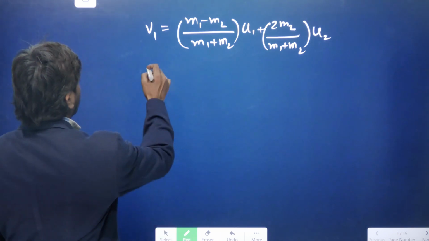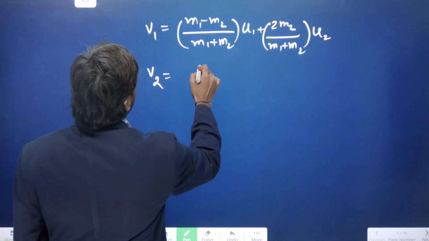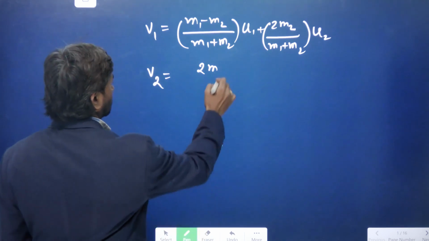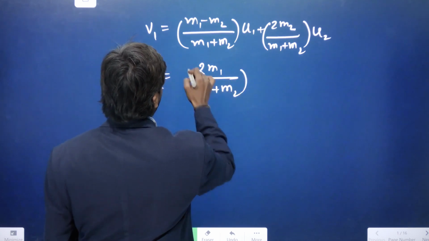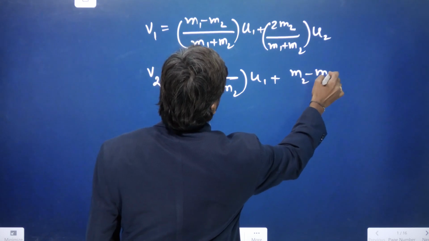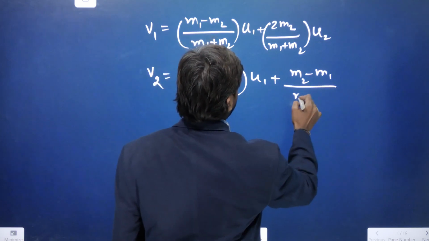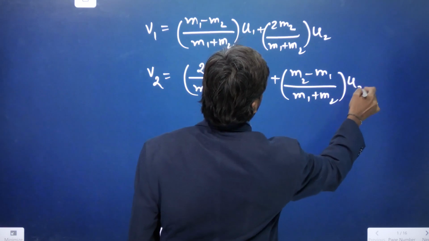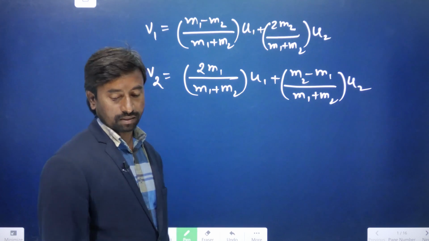And the second one we got, v2 is equal to 2 into m1 divided by (m1 plus m2) into u1, plus (m2 minus m1) divided by (m1 plus m2) into u2. By using these formulas we have different cases.